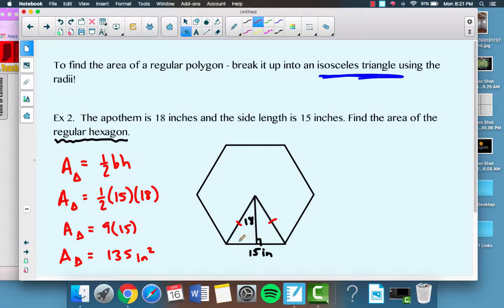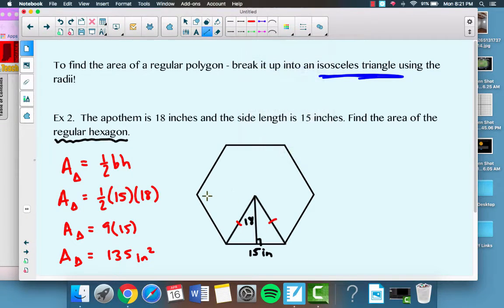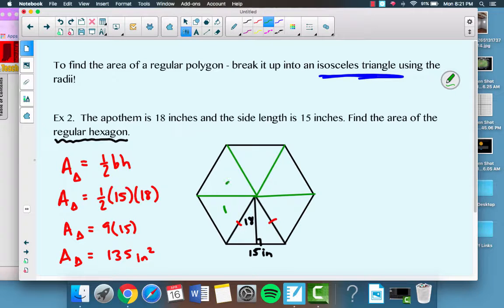The problem is that that's just for this one triangle. Well, how many triangles could I fit into this picture? Well, to figure that out, I'm going to do it in green. I'm going to add a couple different radii into my picture. So there's another triangle, another one. Okay, all I did is just draw a radius to each corner. And by doing that, I've created a total of 6 triangles. So 1, 2, 3, 4, 5, and then the 6th one here in the middle.